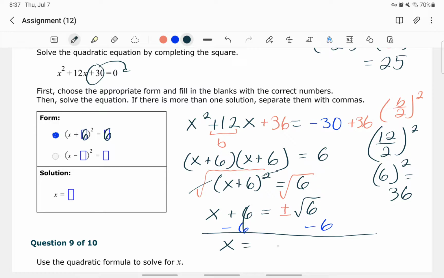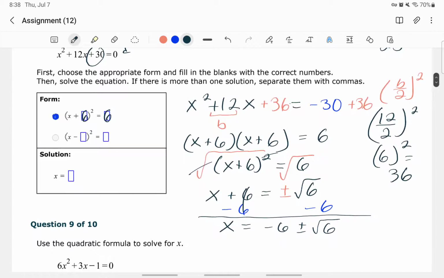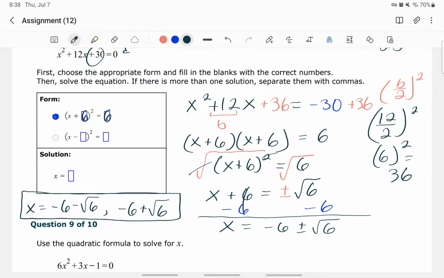X equals to -6 plus or minus the square root of 6. So therefore, our two solutions for x are going to be -6 minus square root of 6, -6 plus square root of 6, because I broke that up into two different pieces. And that is it for completing the square.